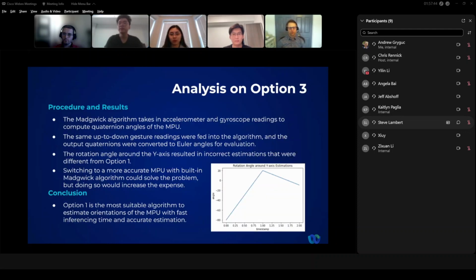Option 3 also takes in both accelerometer and gyroscope readings, and it returns the orientation of the MPU directly in the form of quaternions. The quaternion angles can be converted to Euler angles for evaluation purposes. We fed the algorithm with the same up-to-down gesture readings, but the algorithm demonstrates weird behaviors. We suspect that the precision of our MPU is not high enough as its accelerometer readings drift a lot. Based on our current hardware and expense, we applied option 1 in our final design.